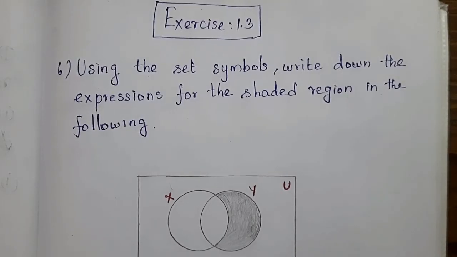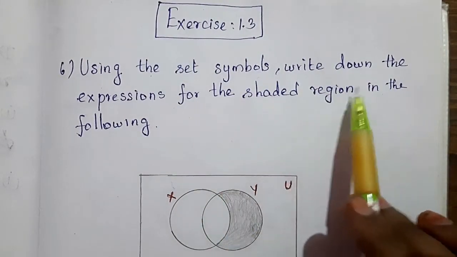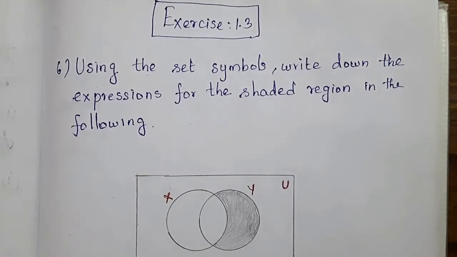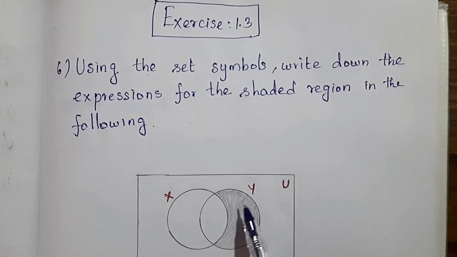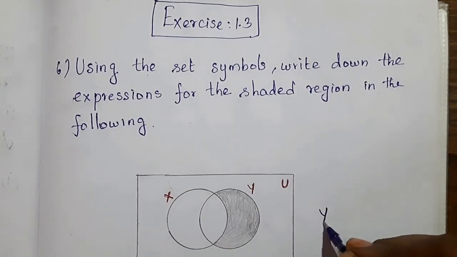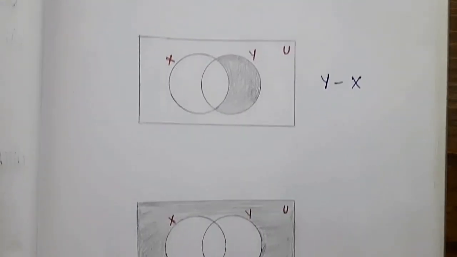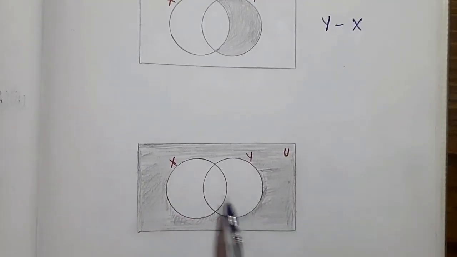See exercise 1.3. Using the set symbol, write down the expression of the shaded region in the following. So the shaded region is given, and we have to express what this is in symbols. Look at the first one. Y part is shaded but X part is not included. X part is removed from Y, so we can denote this as Y minus X. Just check it from Y. X is removed.